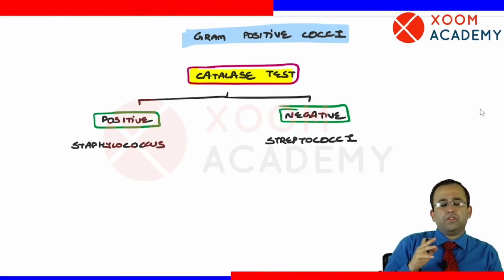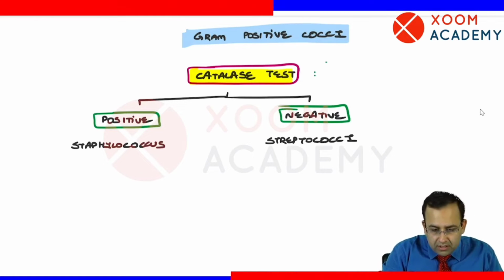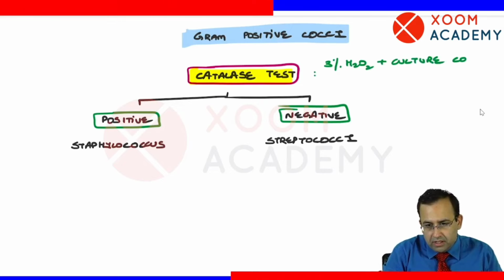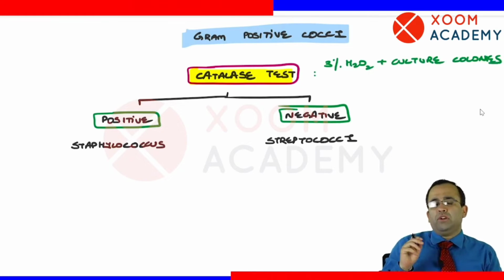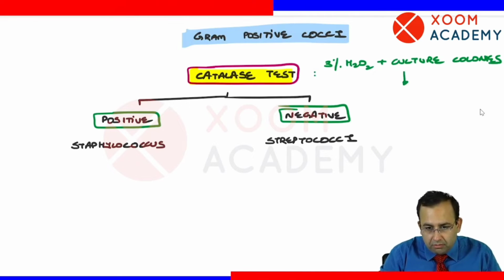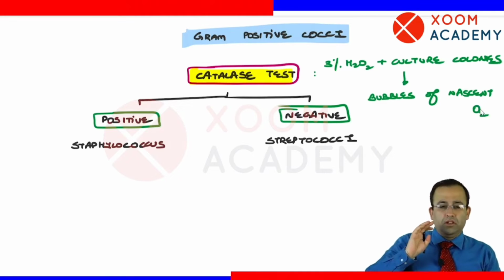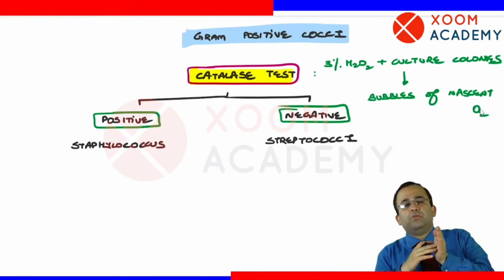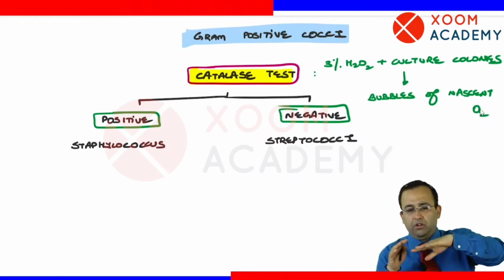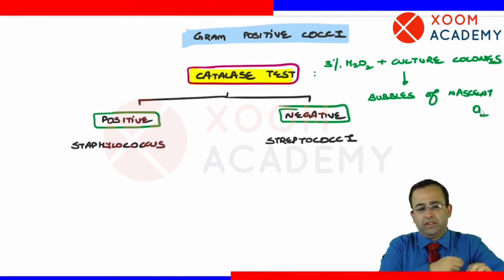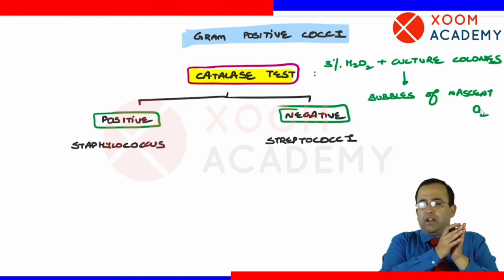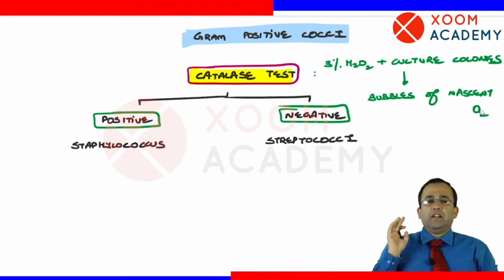Staphylococcus, staph, is a catalase positive organism. How is the catalase test performed? In catalase test, 3% H2O2 is added to culture colonies, and we look for the bubbles of nascent oxygen. This is catalase. Staphylococci are catalase positive versus streptococci, which are catalase negative.